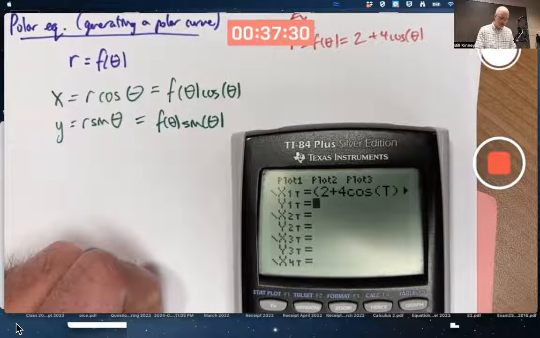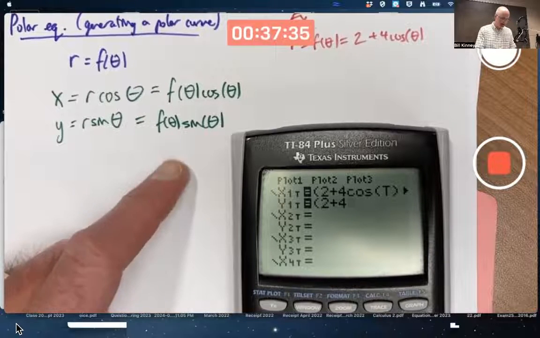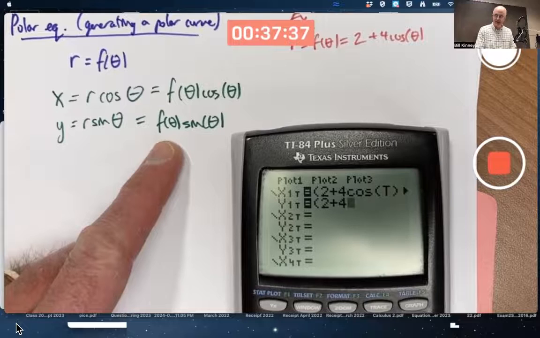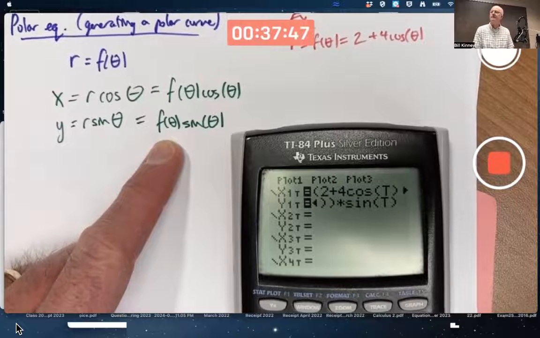Go to the y. Use parentheses. 2 plus 4 cos still, because it's f of theta, involves cosine, not sine. This is cos t. Still the same f of theta, but now times sine theta, t in the calculator.